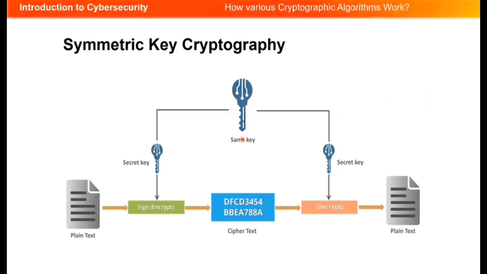So there could be a key where, in the alphabet, maybe we shift the position of the letters by one. So every time there's an A, we make it a B. Every time there's a C, we make it a D. That way, anybody who has that secret key knows when they see a B to convert it to an A, and anytime there's a C to convert it to a B. That would be an example of symmetric key cryptography.